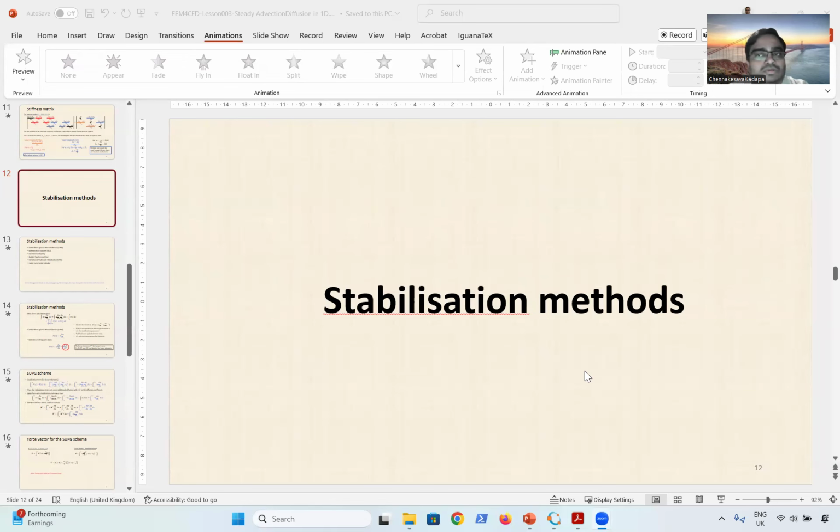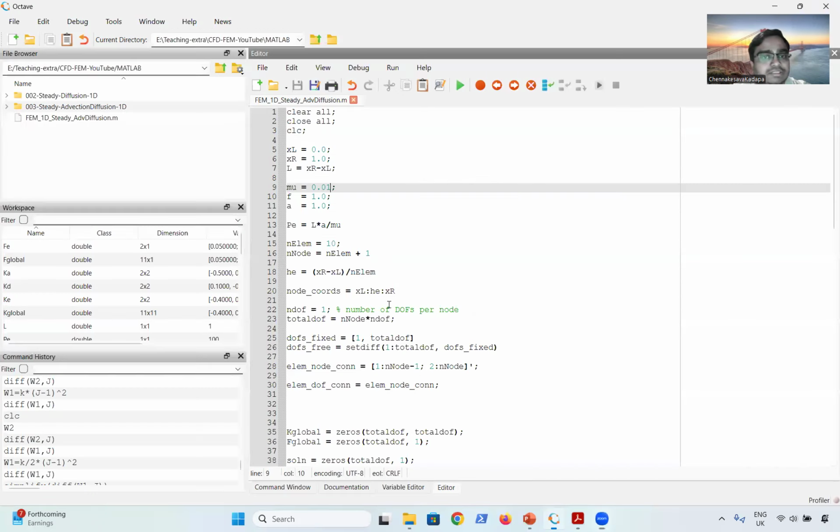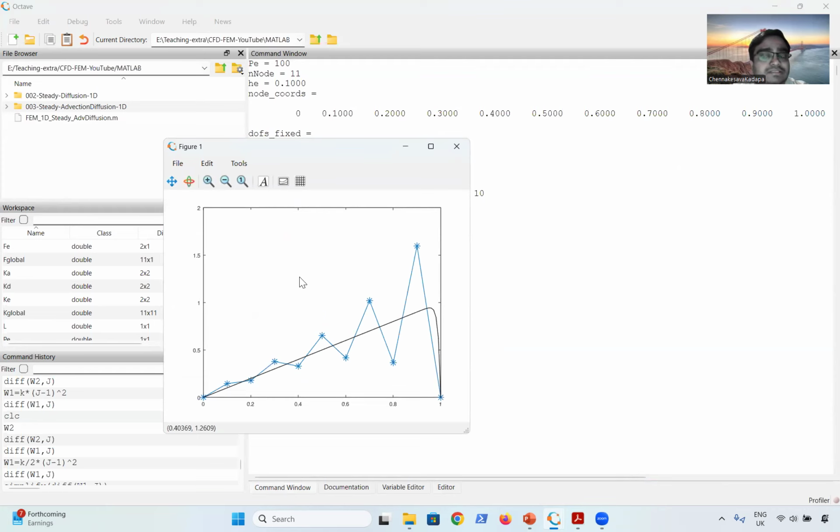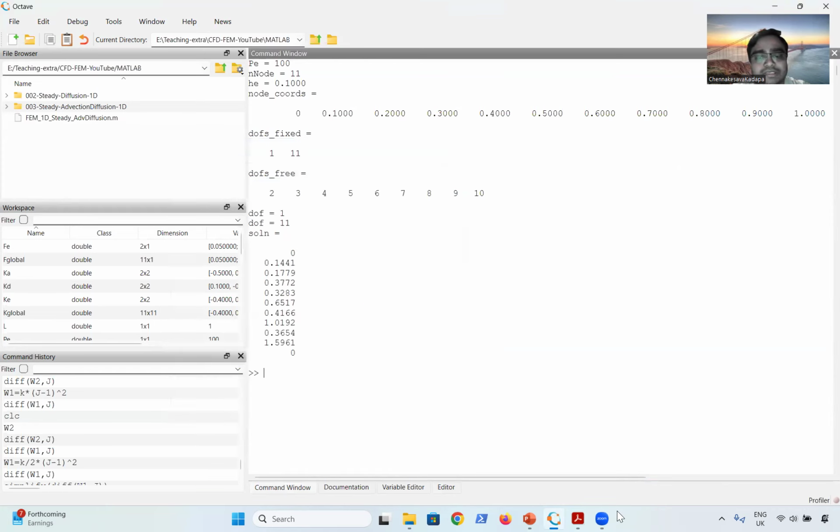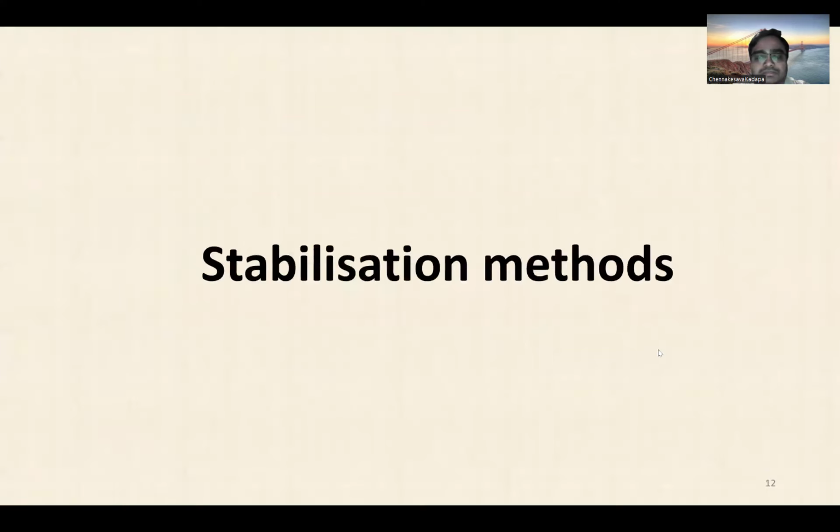So now we are going to look at the stabilization methods with which we can suppress the spurious oscillations in the solution obtained with the finite element method for advection dominated problems. Just to recap, if you have a very small diffusion coefficient, and if the mesh is not fine enough, we get spurious oscillations in the solution. So to suppress this, we need the stabilization methods.